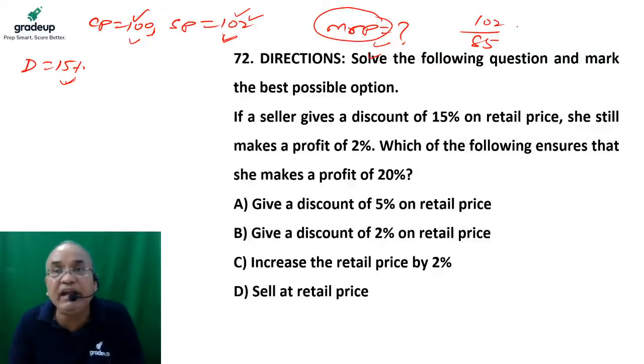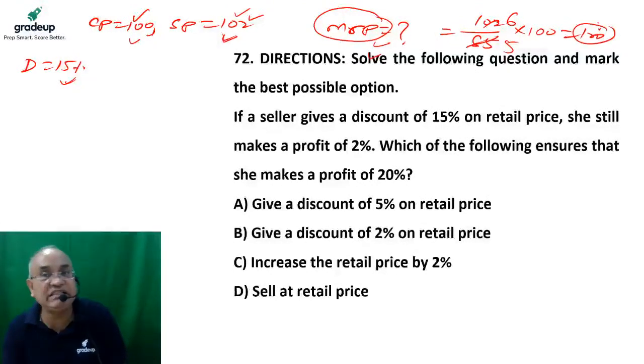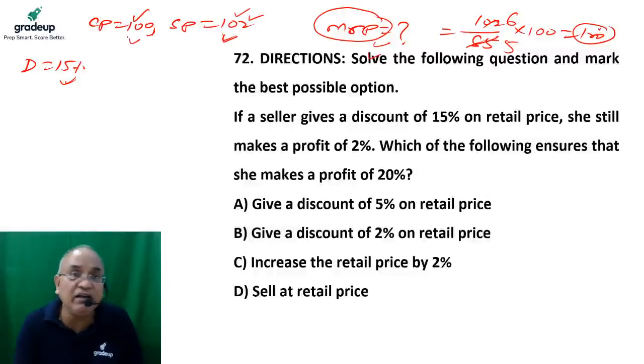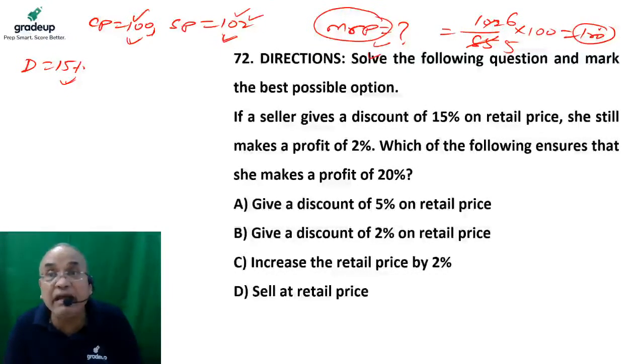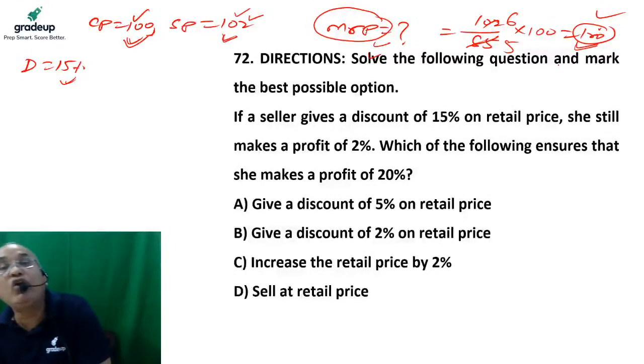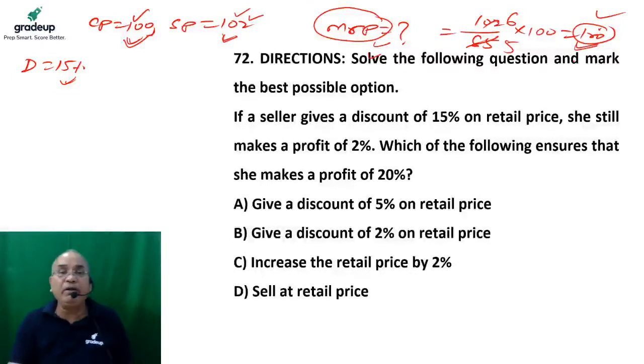So if 102 is 85%, then the MRP is 100%. That value is nothing but 120. Everything is clear. It means the MRP is 120. Cost price is 100, maximum retail price is 120. If a shopkeeper wants to make a profit of 20%, then he or she has to sell it at the MRP, because the cost price is 100 and the MRP is 120. If the person sells it for 120, then and only then will he or she earn a profit of 20%.